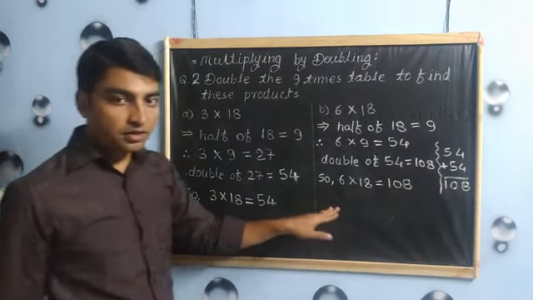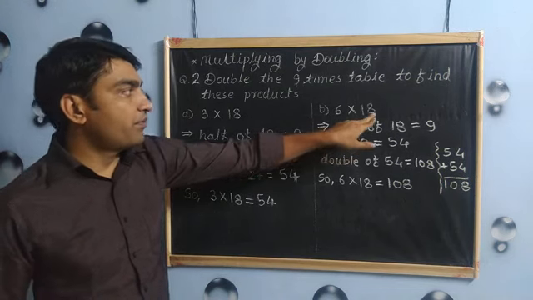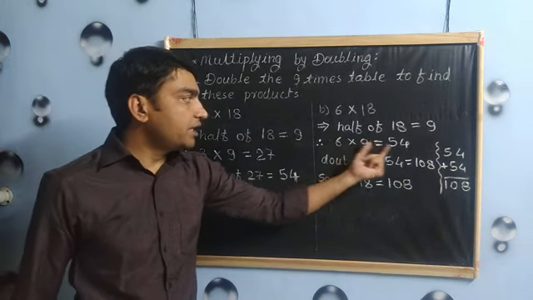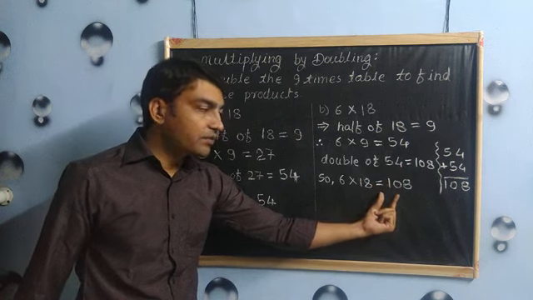So remember here, first we have to take half of one number, and after getting that answer we have to double the answer to find the final answer.